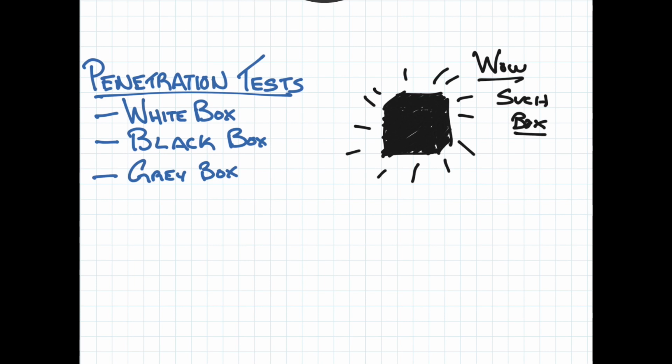With a black box penetration test, you do not know the design parameters. You don't know the architecture. You don't know anything about this system. You're coming in blind, trying to look into a black box. The opposite of a black box is a white box.